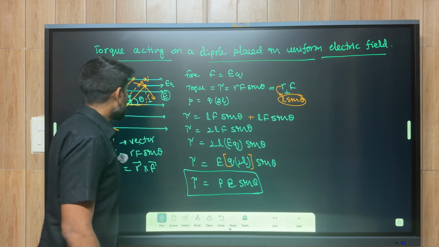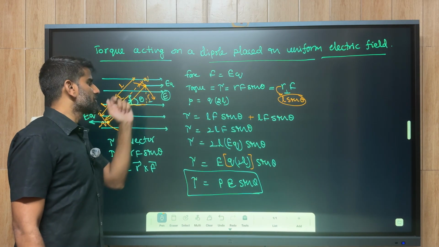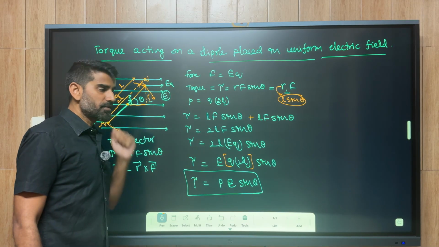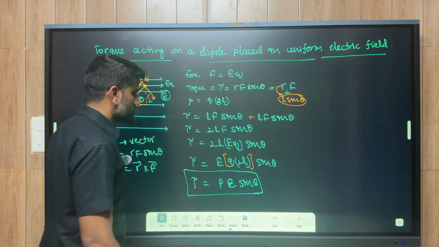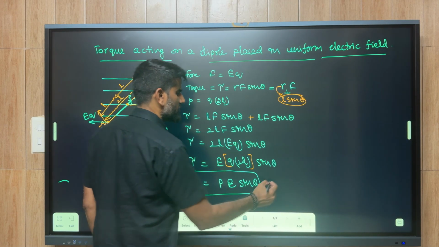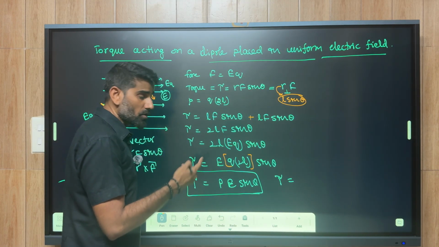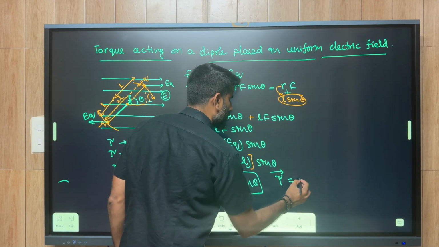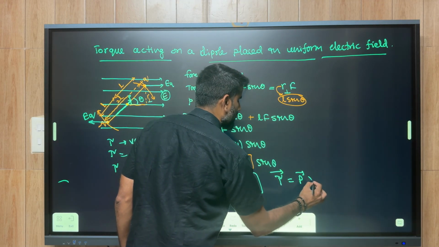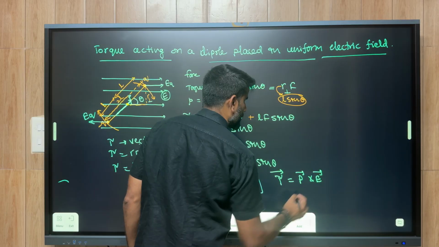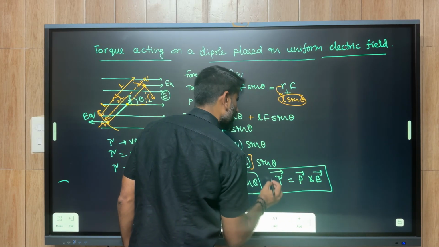Now, the dipole moment is in this direction, the electric field is in this direction. If I want to write this equation in vector form, torque tau is equal to P vector cross E vector.